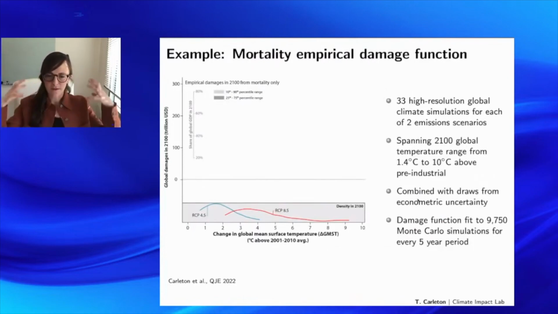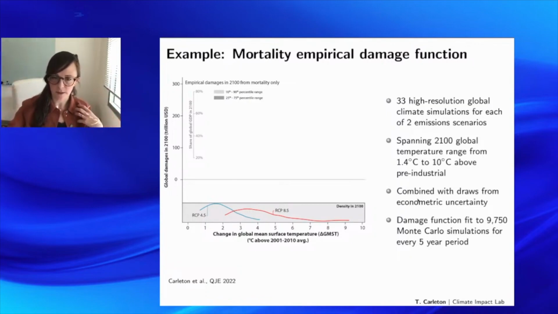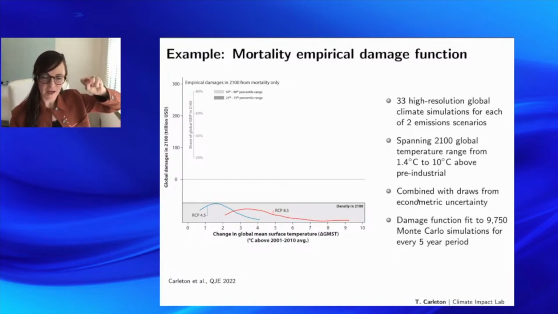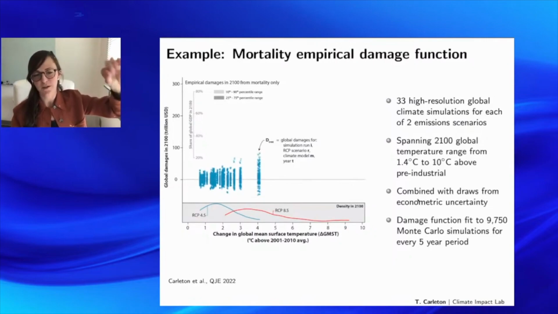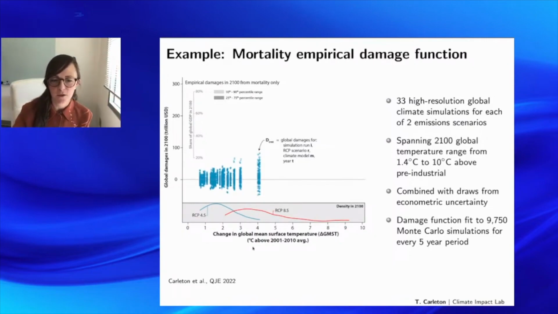So the way that we do this is you can think about each one of those maps being replicated thousands of times to reflect uncertainty in the econometric estimation and uncertainty in the climate. And then I'm going to collapse, after monetizing those damages, into one dot for each one of those projections, and then index that dot against global mean surface temperature. So each one of these dots represents a probabilistic estimate of damages, in this case for mortality, against the amount of warming from a given climate model.